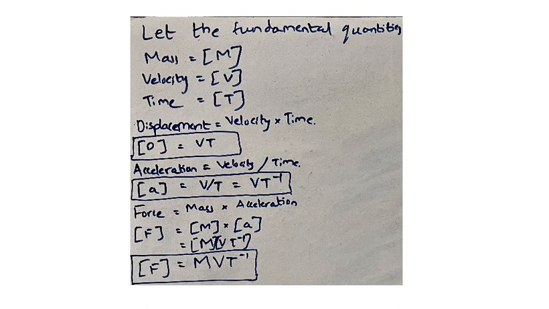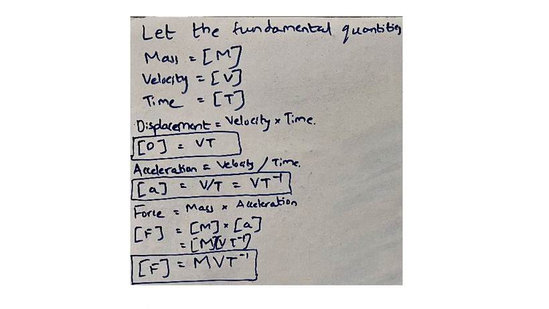So we know that force is mass times acceleration. So in this alternate scheme of things where we are choosing mass, velocity, and time as the fundamental quantities, let us look at what will be the dimensions of force. So the dimension of force would be the dimension of mass times the dimension of acceleration, which will be m multiplied by v t to the power minus 1.